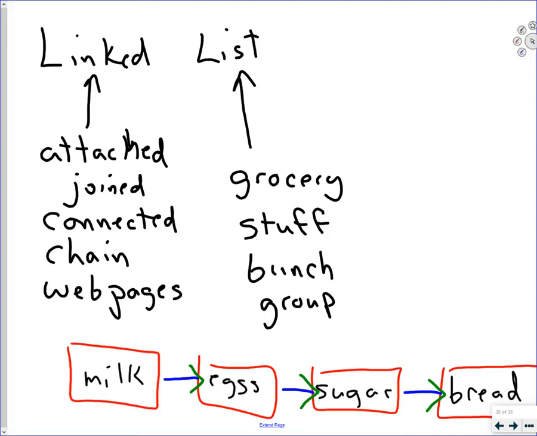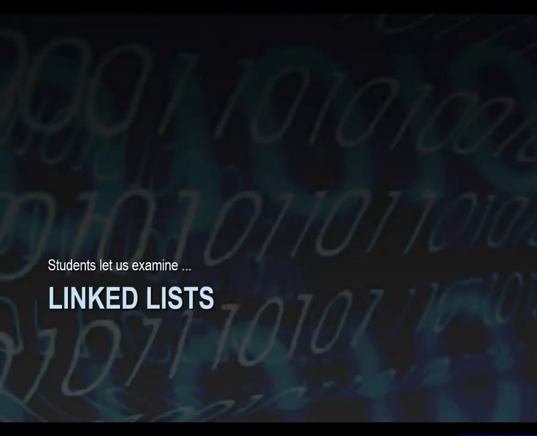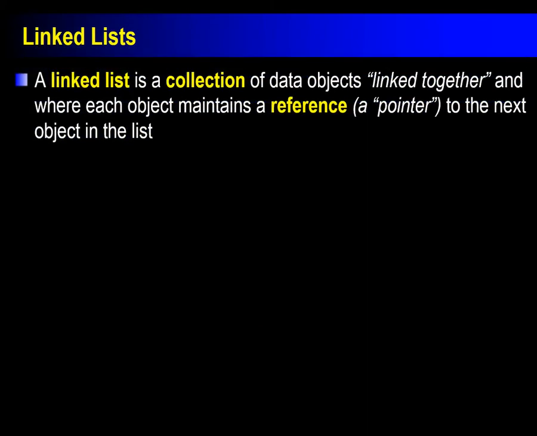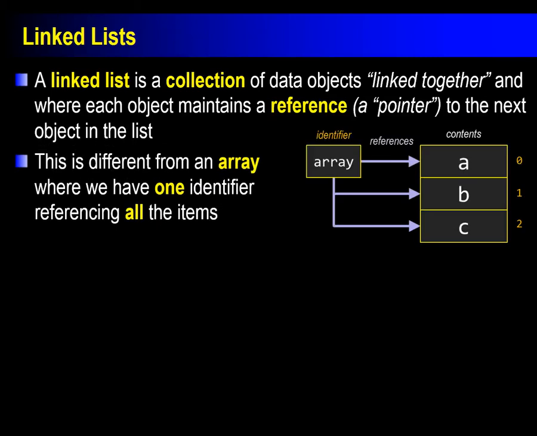Okay, so we're almost done. Let me just finish up some of that theory. So a linked list is a collection of data objects linked together. What a surprise. Where each object maintains a reference. There's a word from memory in the last unit. Remember reference? Or a pointer. That's why I drew a point. To the next object in the list.